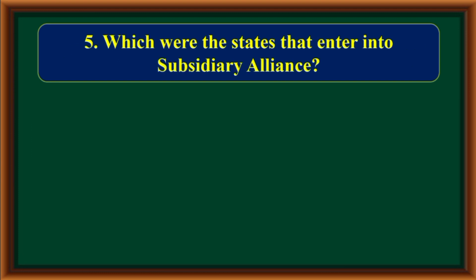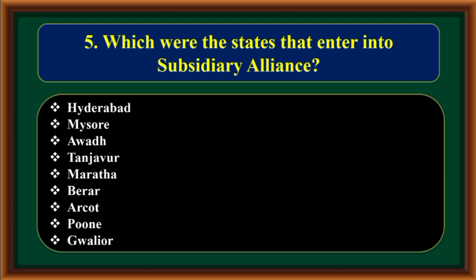Which were the states that entered into Subsidiary Alliance? Hyderabad, Mysore, Awadh, Tanjavur, Maratha, Berar, Arcot, Pune, Gwalior.